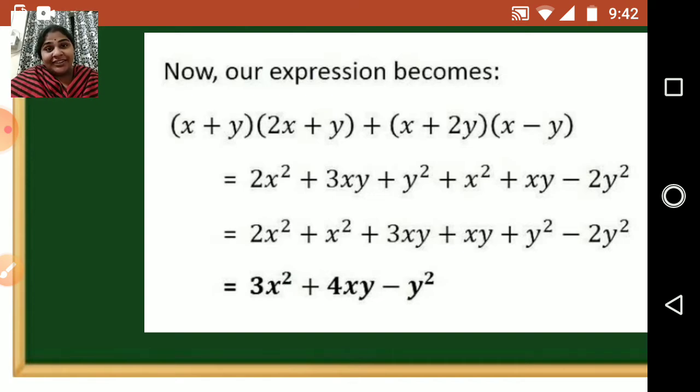I hope this is clear, and I hope all are writing this in your classwork. Whatever sums are being taken from the exercise, children, everything you have to write the solutions in your classwork.